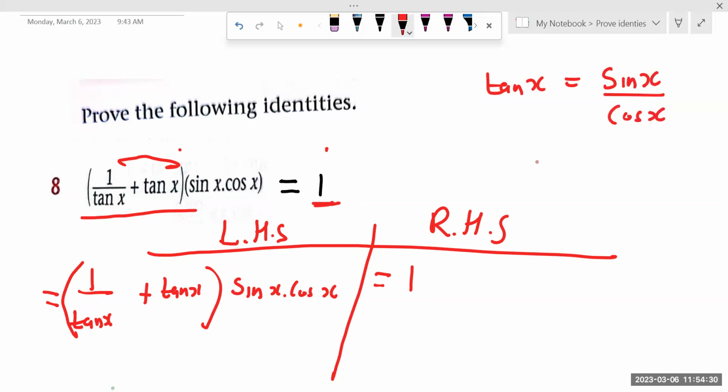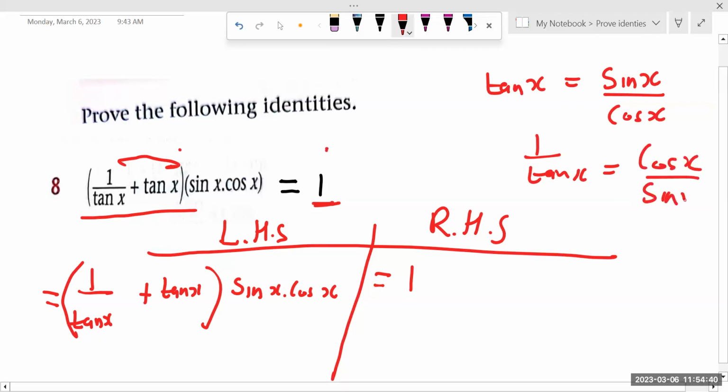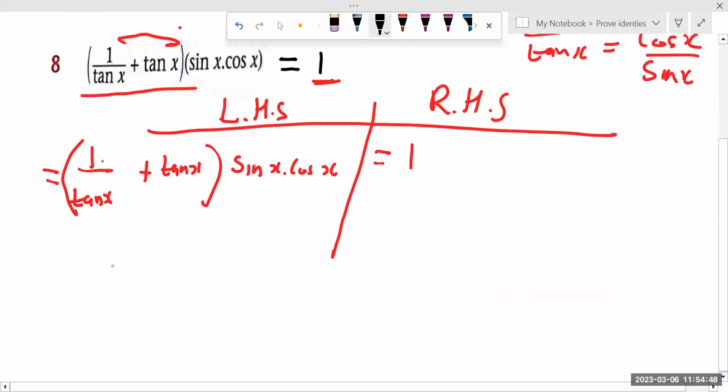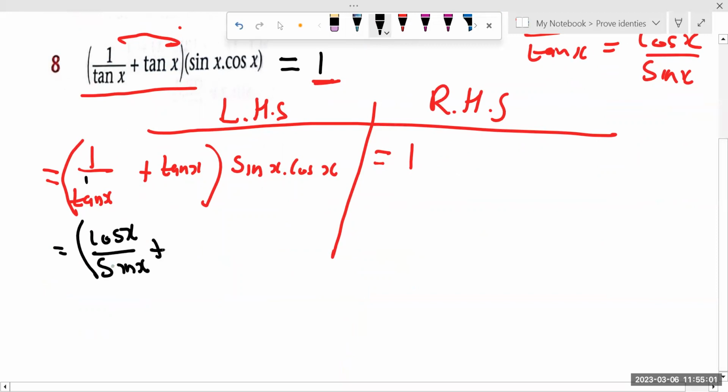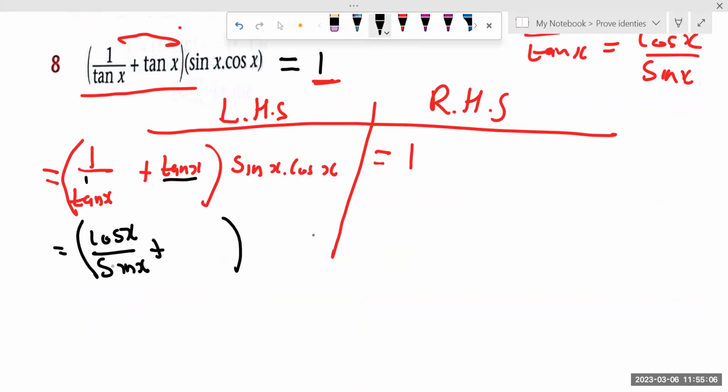Now, in the previous lesson, we spoke about how, if you also have 1 all over tan x, we can change that again. What is 1 all over tan x? It's going to be cos x all over sine x. Meaning, we can change the following things. We can say, okay, here we are going to change this whole thing. So we'll write this thing as cos of x all over sine of x, plus, okay, here you have tan x. How do we change tan x? What are we going to have then?